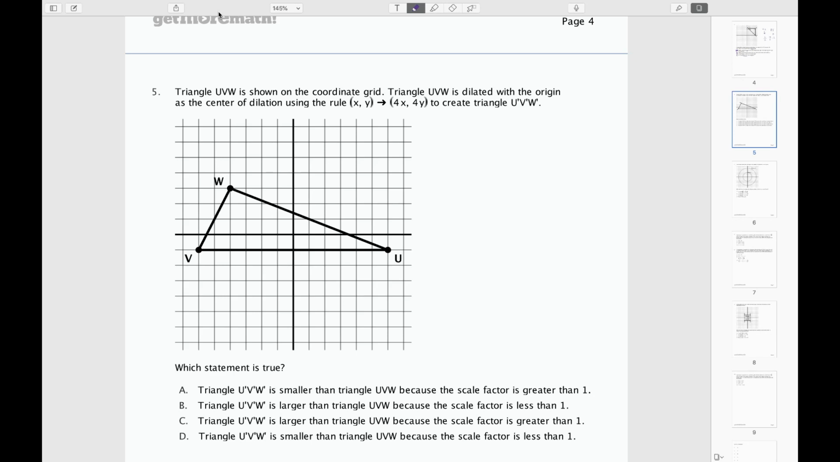Okay, so what you need to know about this is when it says (x, y), and it actually says maps to, but don't worry about that, (4x, 4y), it's telling you the k is 4. So that means we're taking all of these coordinates and multiplying by 4. Now I draw some conclusions. One, k is greater than 1, so it's an enlargement.